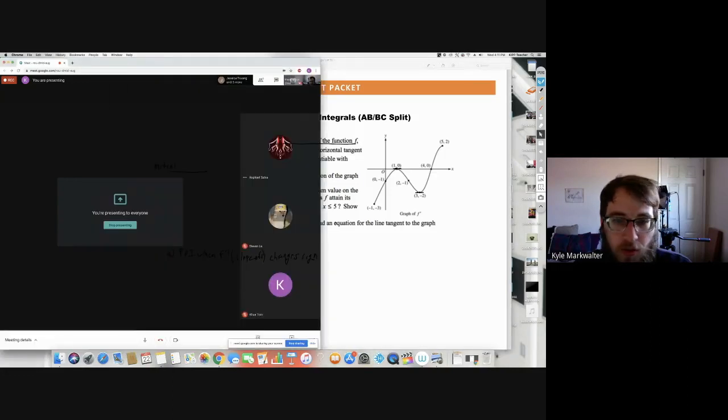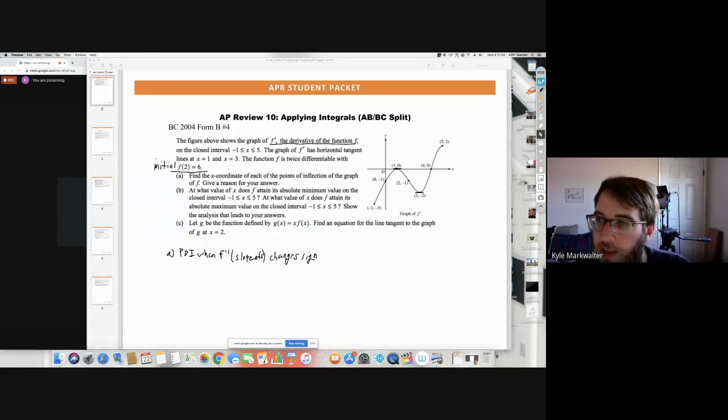So 1 and 3. 1 and 3, yes, because we think the second derivative changes sign is what we want. This is the first derivative. The second derivative is the slope of this graph. So as the f prime graph is increasing, f double prime is positive, then f double prime is negative because f prime is decreasing. So there's a point of inflection at x equals 1.